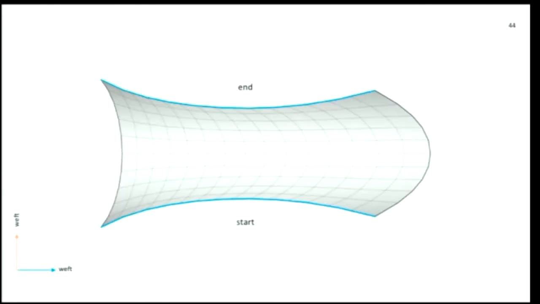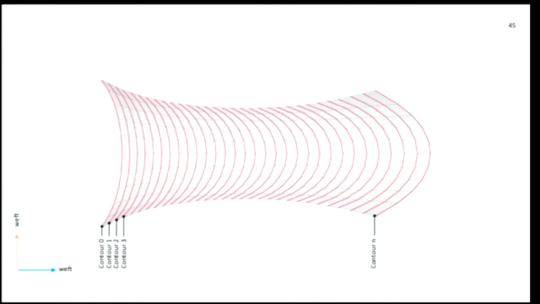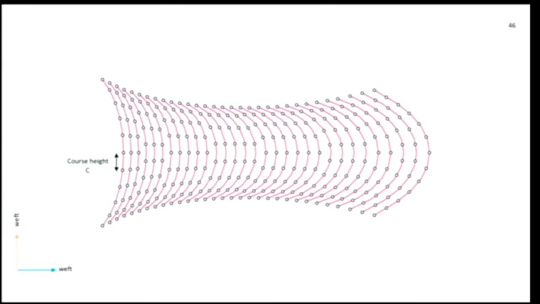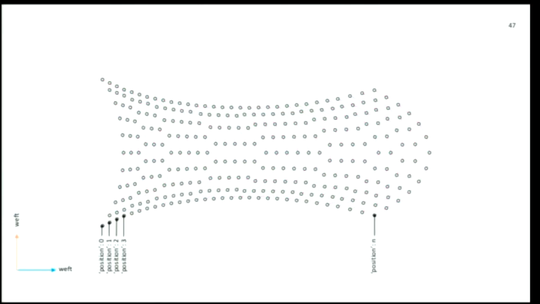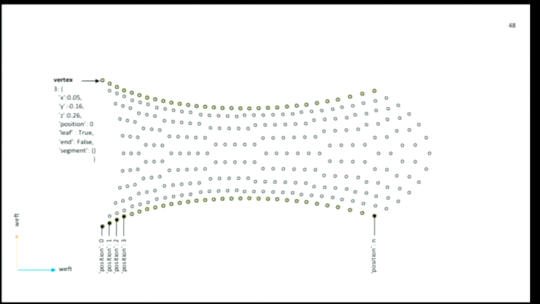So for a given patch of geometry, we have a starting edge and an ending edge. With this information and the course height, we create contours. These contours are sampled with the course height to be able to then create an initial instance of the network. This instance of the network is comprised, as mentioned earlier, of vertices, which know their position in the network with respect to the other vertices, and of edges.